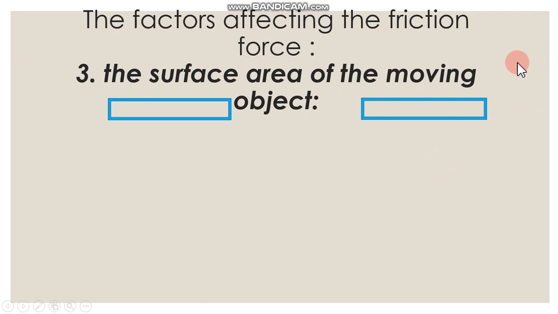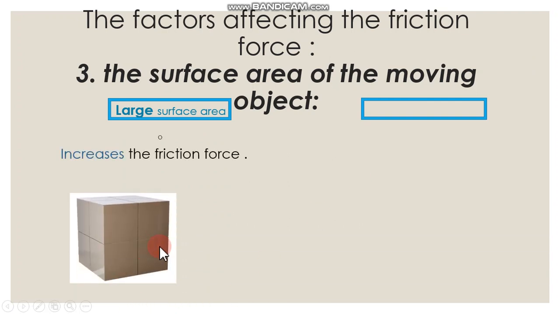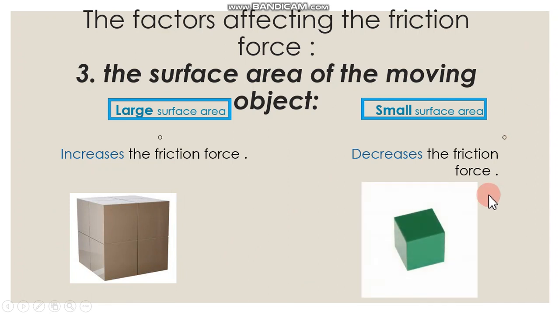So the factor number 3, the surface area of the moving object. If the surface area of the moving object is large, the friction force will increase, while when the surface area is small, the friction force decreases.